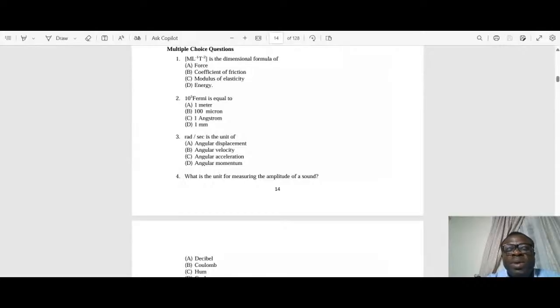Angular velocity. When we treated circular motion, we said angular velocity omega is theta all over t. That is the formula for angular velocity, and the unit is radians per second. So the answer is B.